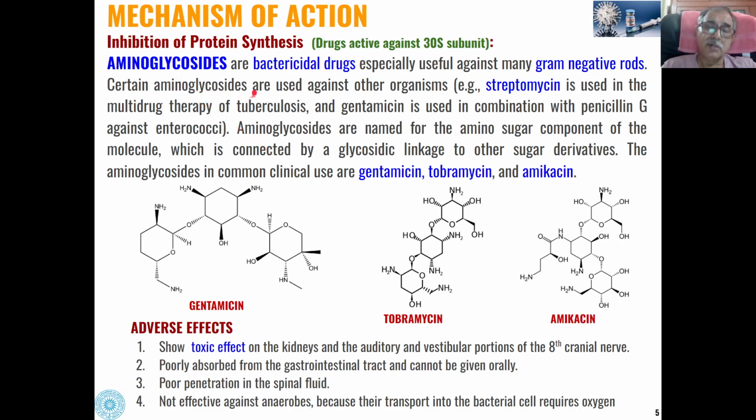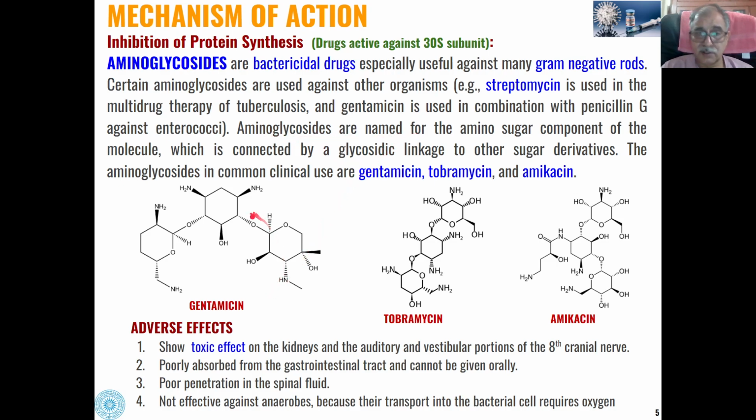So the details of all these antibacterial agents: aminoglycosides, they are bactericidal in nature, as I told you already, and they are active against gram-negative rods. Some types of aminoglycosides are used against other organisms also.